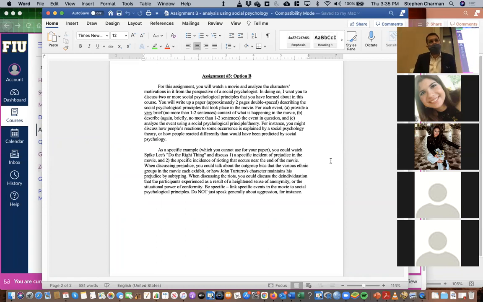At the end of the movie, there's a big riot that happens. So you could talk about de-individuation and how that can lead to rioting behavior and that sort of thing, okay? Again, same thing as with the first option. Don't just say there was aggression, there was stereotyping, there was helping, something like that, okay? That's not a social psychological analysis.